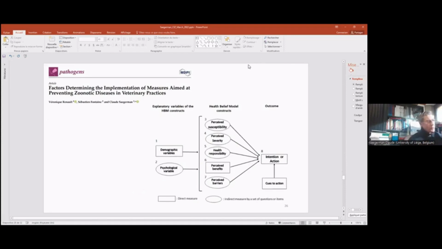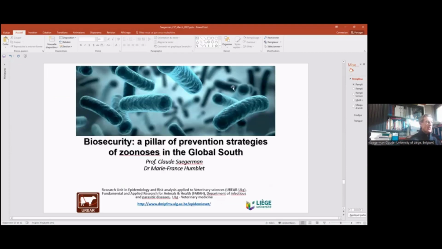Of course, in terms of biosecurity, there is also behavior, and behavior is difficult to understand, but we have some models like the health belief model that includes demographic variables, psychological variables, perceived susceptibility, perceived severity, health responsibility, perceived benefits and perceived barriers, and you have the intention of action, and the effector, it's also the cue to action. If you understand this, it is possible to predict the behavior of people to respect or not respect the different measures. Of course, education programs are very important for all the different partners: farmers, vets, students, and so on.